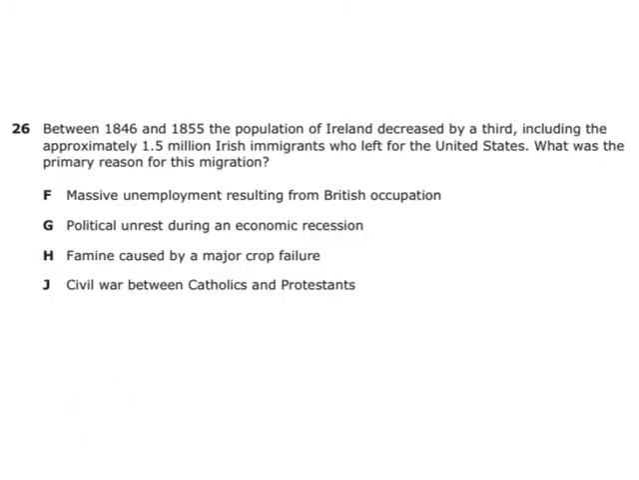Between 1846 and 1855, the population of Ireland decreased by 1/3, including the approximately 1.5 million Irish immigrants who left for the United States. What was the primary reason for this migration?